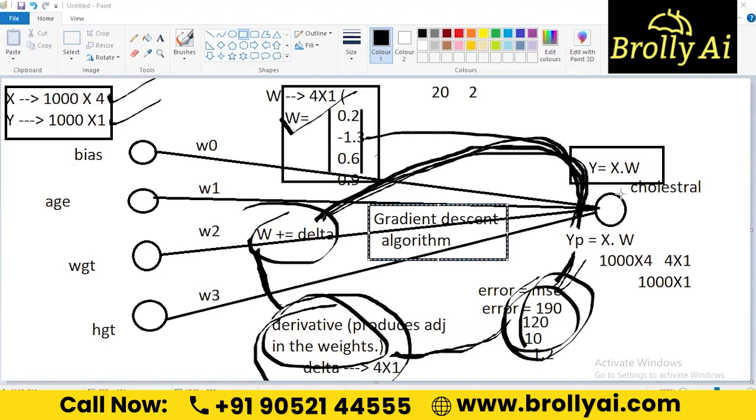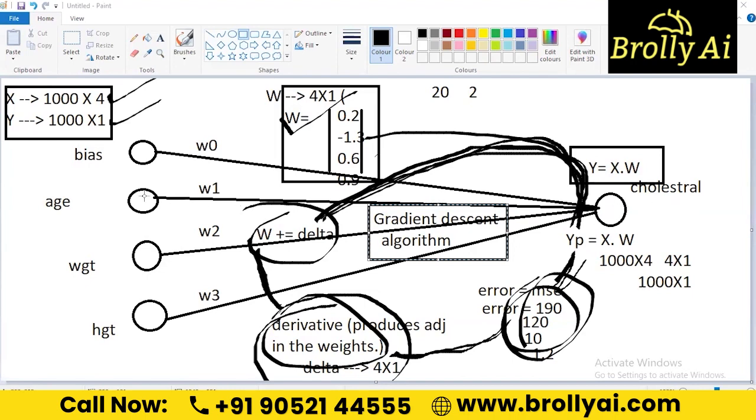Label. Okay. So we train the model with the help of data. The data contains two things: features and labels. On the left side we kept features along with bias. On the right side, label. Okay. We took one example yesterday to understand this. Age, weight, height are input variables. Cholesterol is the target variable.